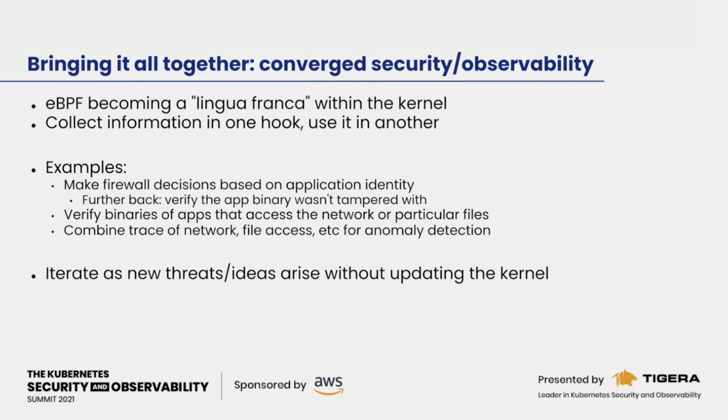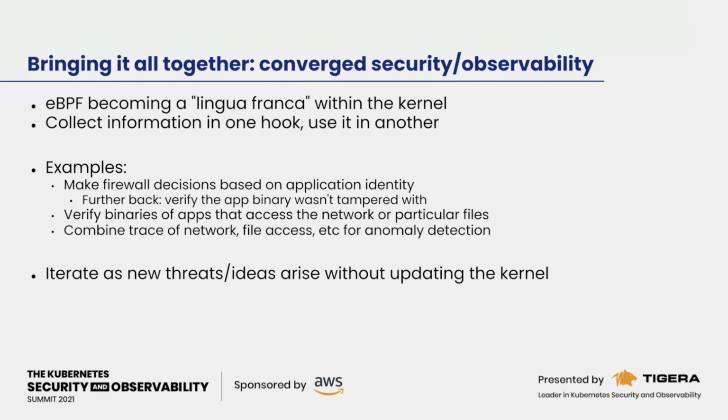So I think eBPF is becoming this lingua franca within the kernel where all kinds of different features and different hooks are using it. And there's nothing stopping you from taking a hook over here and writing to a BPF map to get some piece of the puzzle and store it off. And then when you have a hook over here that's triggered, it can look in the BPF map to influence its decisions.